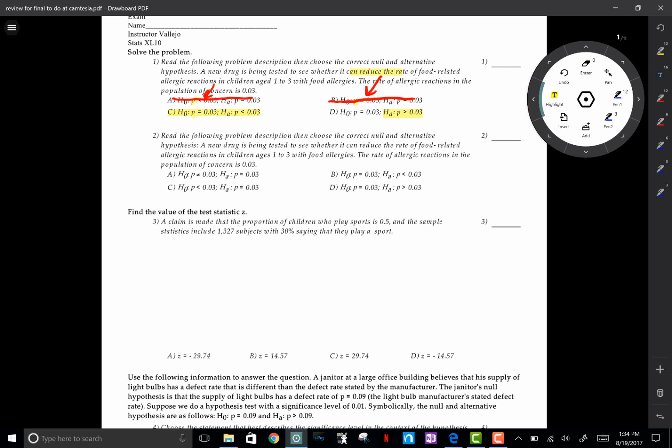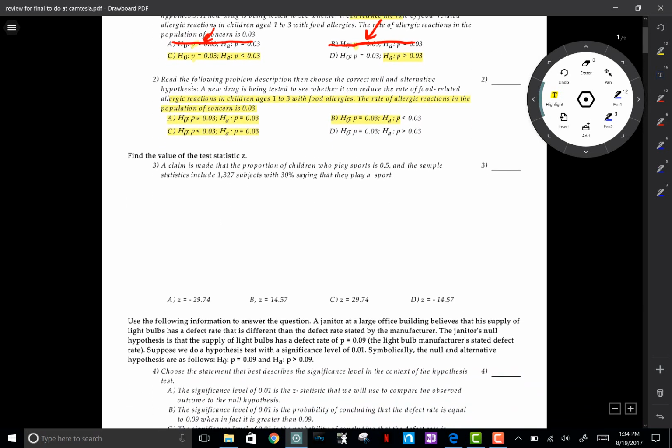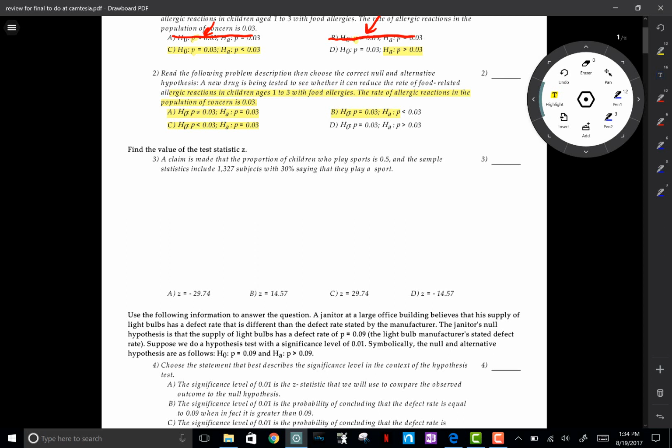Number 2 is exactly the same problem, so we can just skip that one. Let's move on to number 3. For number 3, say a claim is made that the proportion of children who play sport is 0.5, and the sample statistic of 1,327 subjects has 30% saying that they play a sport.